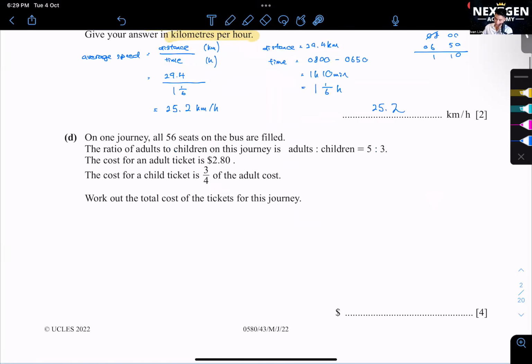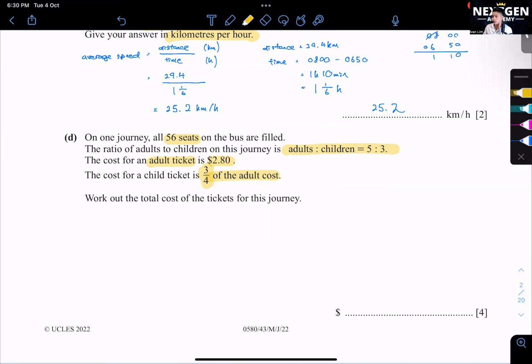Okay, question D. On one journey, all 56 seats on the bus are filled. The ratio of adults to children on this journey is 5 to 3. Okay, so there's 56 seats. The cost for an adult ticket is 280. The cost for a child ticket is 3/4 of the adult cost. Work out the total cost of the tickets for this journey.